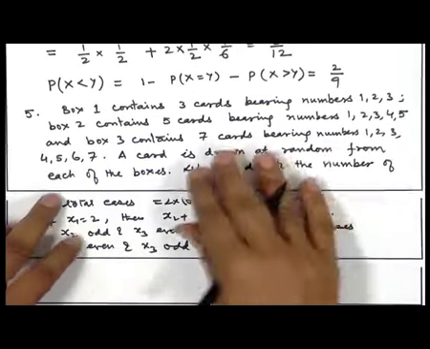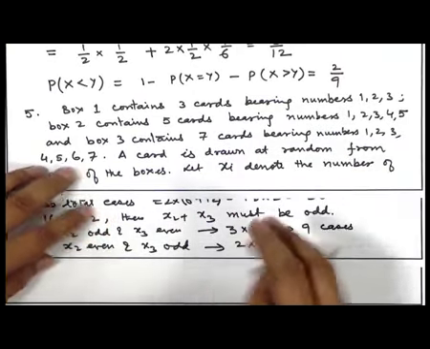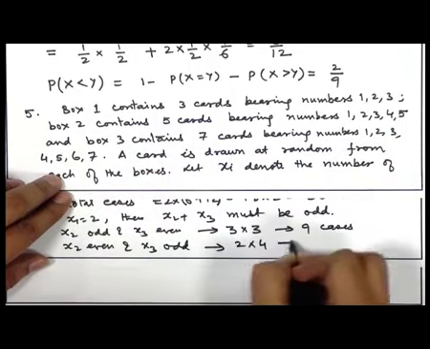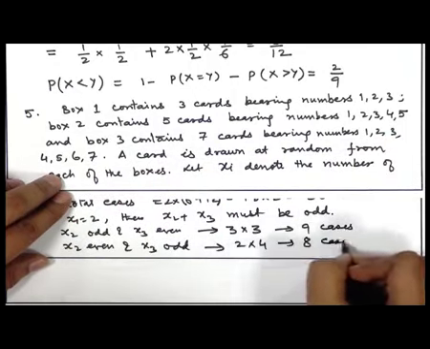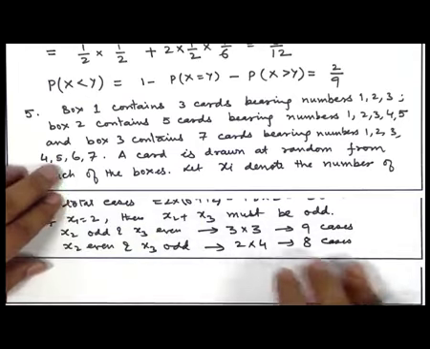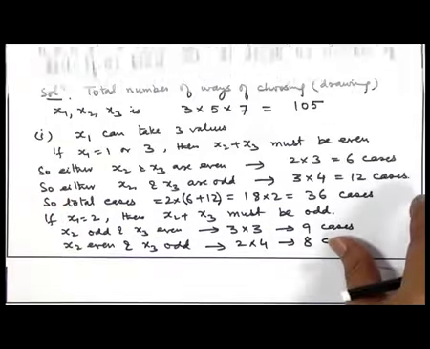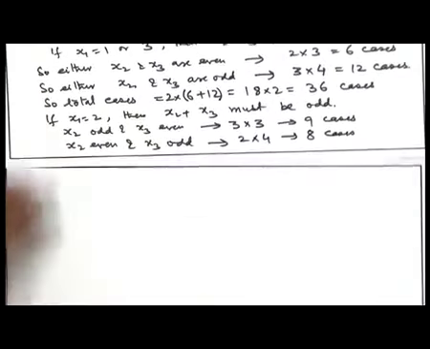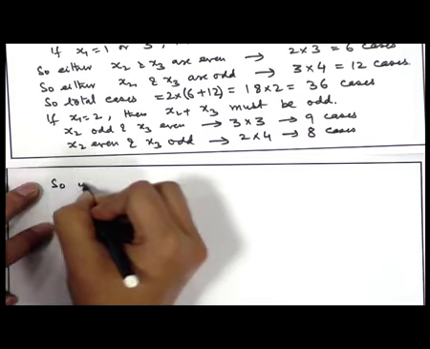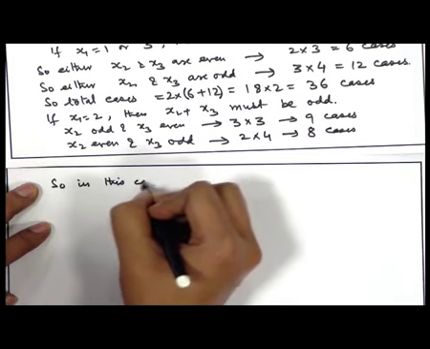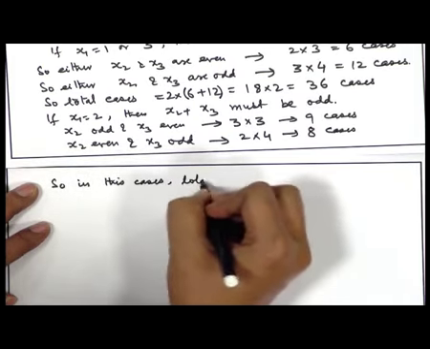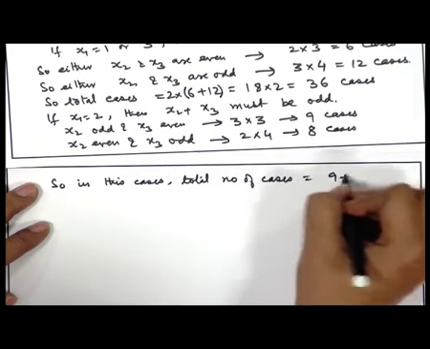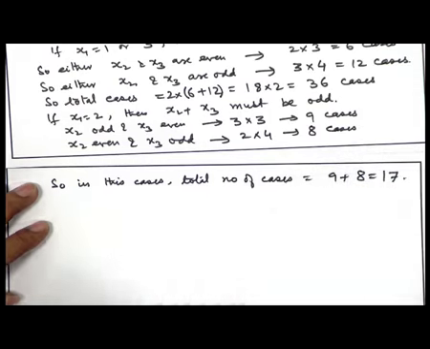So, x2 even there are 2, 4, that is 2 cases, and x3 odd there are 1, 3, 5 and 7, 4 cases. So, there are total 8 cases. So, in this case total number of cases is equal to 9 plus 8, that is equal to 17.